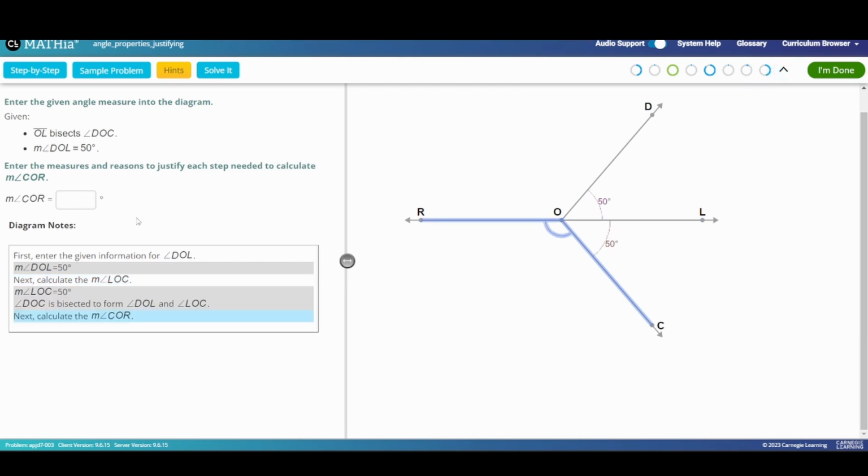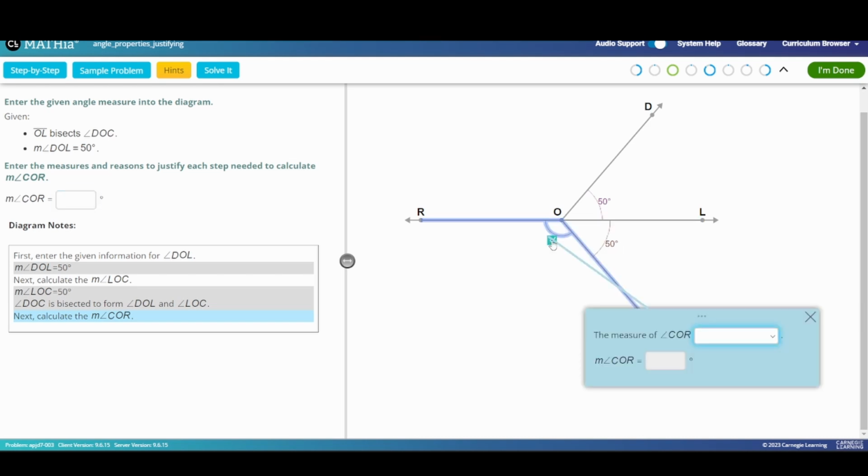All right, so with that said, we need to now figure out this angle. This forms another linear pair like we had in the last problem, ROL. It's going to be 50 plus what is going to be 180. Since this is all on the line, it's going to add up to 180. And 50 plus 130 is 180. So I got COR here. I can calculate this. We just did it. We said that's going to be 130 degrees.